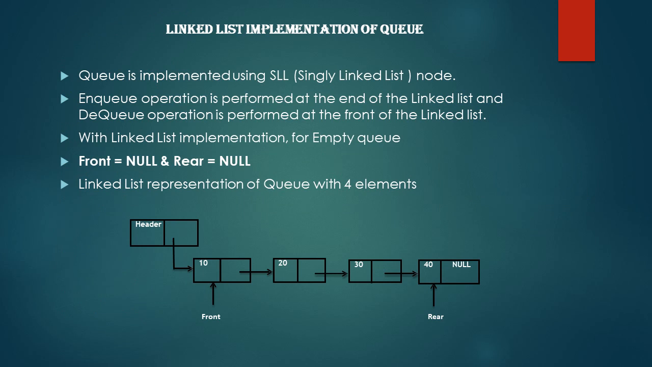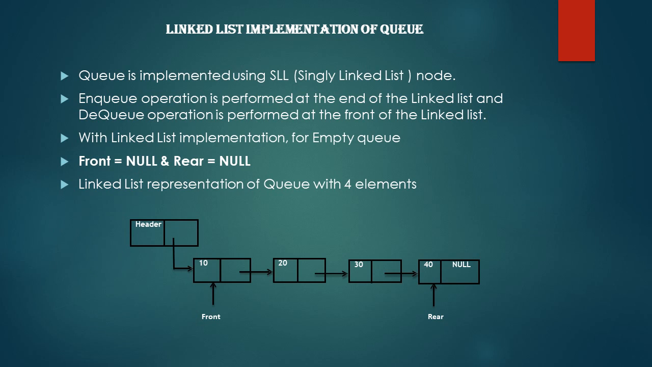Now we will see about linked list implementation of queue. Queue is implemented using a singly linked list. NQ operation is performed at the end of the linked list and DQ operation is performed at the front of the linked list. With the linked list implementation, for an empty queue, front is equal to null and rear also should be null.